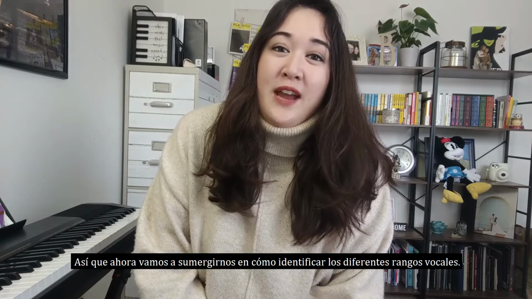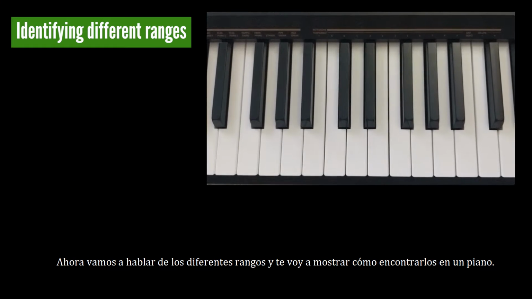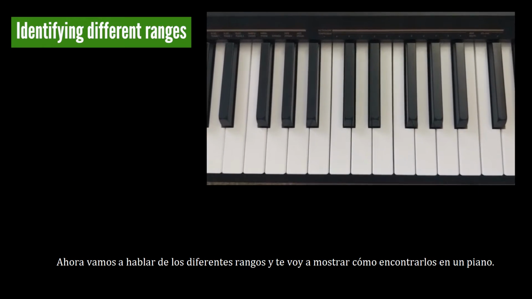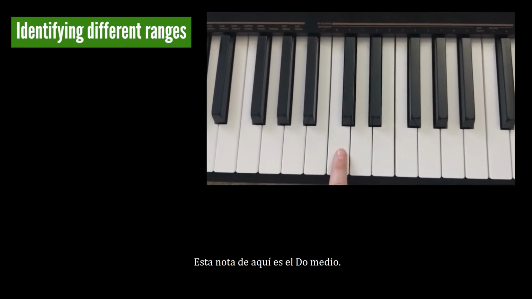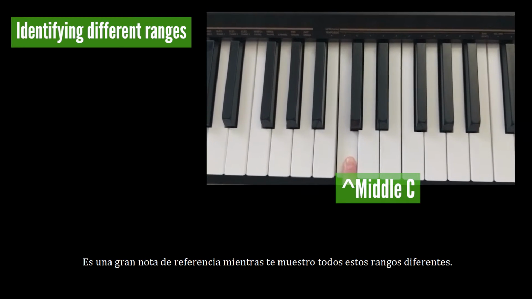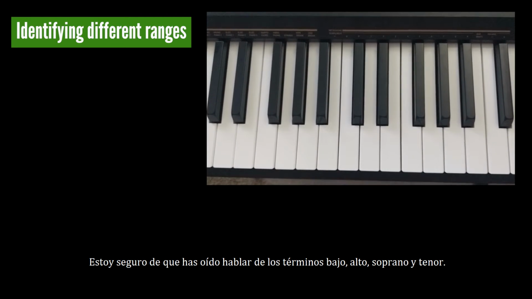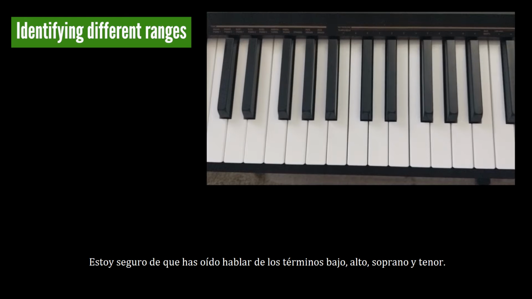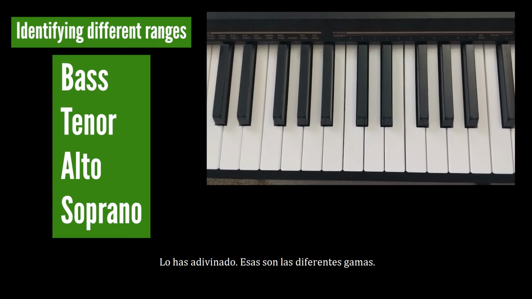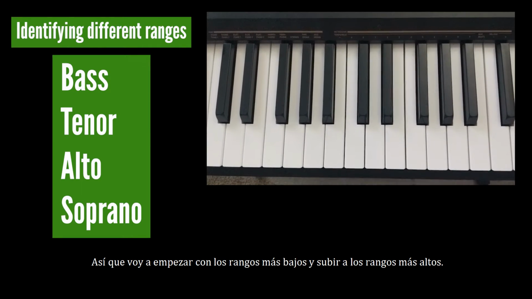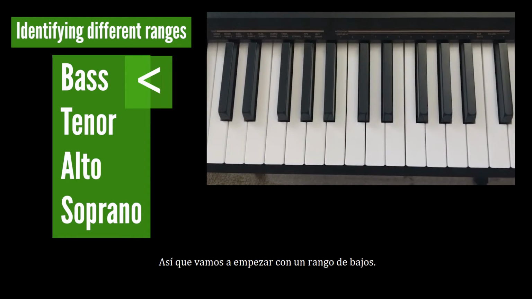So now we're going to dive into how to identify the different vocal ranges. We are going to talk about the different ranges now, and I'm going to show you how to find them on a piano. So this note right here is middle C. It's just a great reference note as I show you all of these different ranges. So I'm sure you've heard of the terms bass, alto, soprano, tenor. You guessed it, those are the different ranges. So I'm going to start with the lowest ranges and go up to the higher ranges. So let's go ahead and start with a bass range.